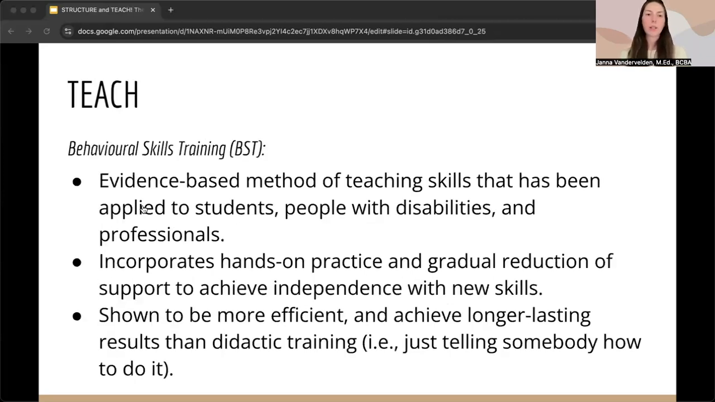Another tool to consider when it comes time to teach skills is behavioral skills training, or BST. This is an evidence-based method of teaching hands-on skills, like vocational skills and social skills. It has been applied to professionals, children, and people with disabilities, to which competency at the skill is gained. BST is a more active and hands-on way to teach than the traditional didactic approach and has been shown to achieve more efficient and durable results.